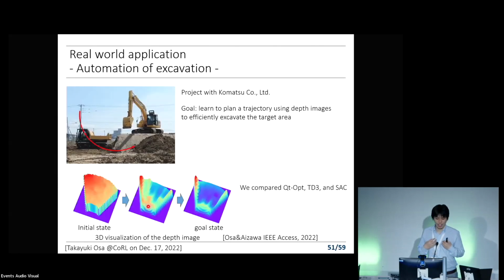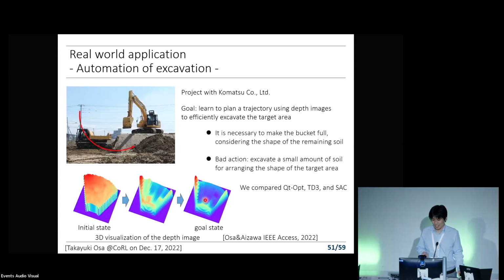Okay, so recently I'm working with a manufacturer of construction machines, and in our project, we aim to develop a reinforcement learning algorithm to automate construction machines. In this study, we aim to develop a method for learning to plan a trajectory using depth images like this, and we try to excavate the target area efficiently. And at the end of the episode, we want to obtain this kind of flat surface. This task looks very easy, but it's not. And this is the interesting point of this task.